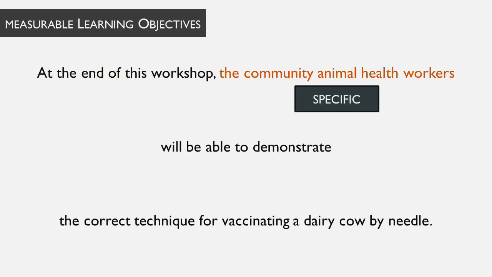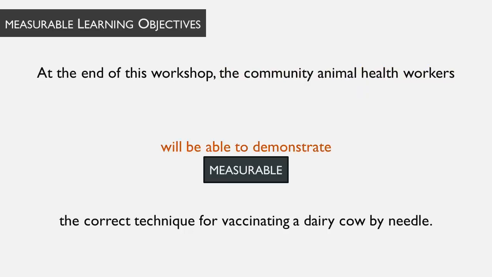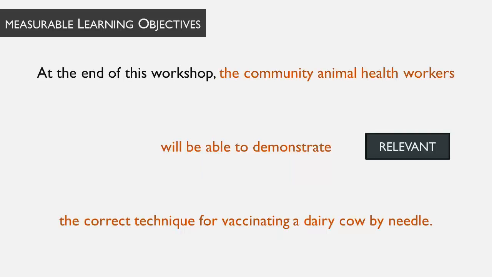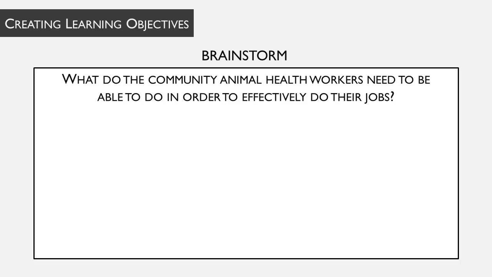The objective is specific in that it is targeted to the community animal health workers. It uses a clearly measurable action verb of "demonstrate." To measure if the participant has learned the material, we can ask them to demonstrate the correct technique. This objective is attainable within the scope of a workshop, and it is relevant to the needs of community animal health workers who often are required to perform basic veterinary functions such as vaccinating animals.